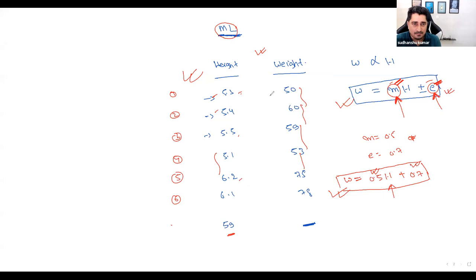I can solve this problem. Yes, I can solve this problem, right? I'm just giving you one problem statement. I have given you 1000 records, and you have to find out the best value of M and E. So there can be millions of combinations which are possible. Now test with all the millions of combinations and give it to me, right?